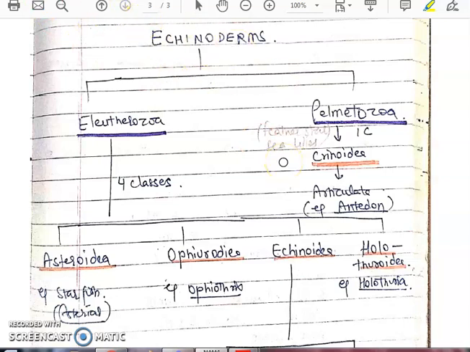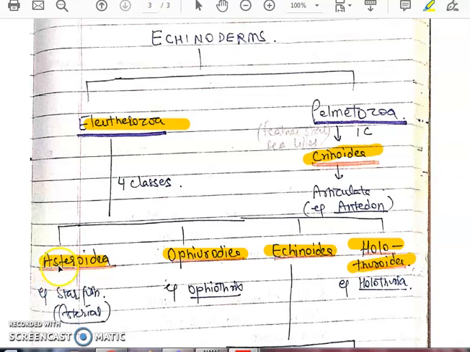Echinoderms are divided into two subphyla, Eleutherozoa and Pelmatozoa. Eleutherozoa contains four classes: Asteroidea, Ophiuroidea, Echinoidea and Holothuroidea. So we will study the larvae found in the life history of the members belonging to Asteroidea, Ophiuroidea, Echinoidea, Holothuroidea and the last, Crinoidea.